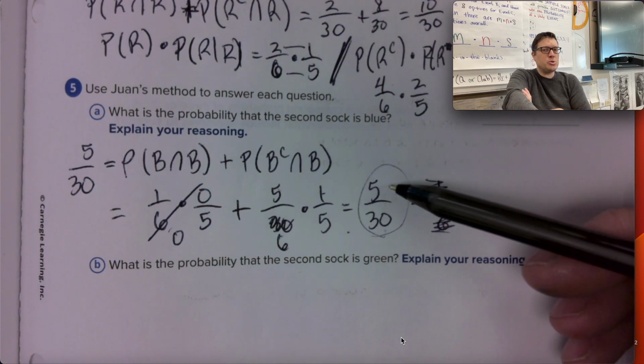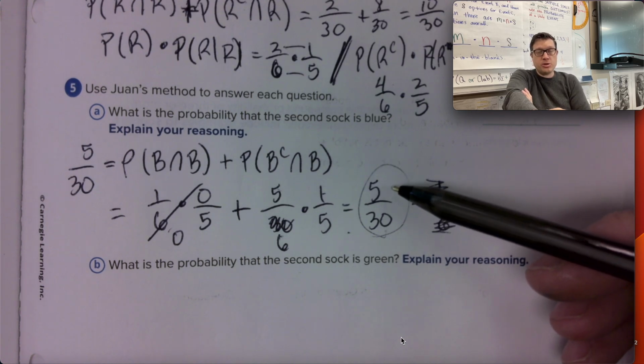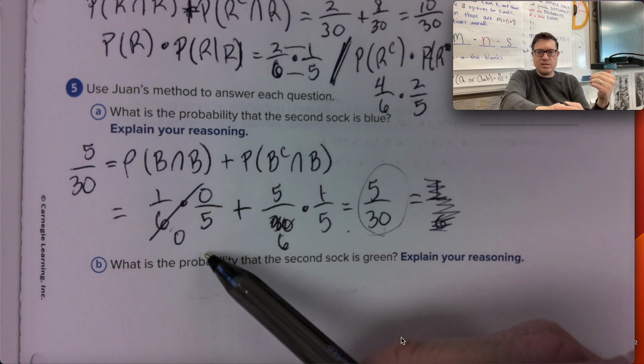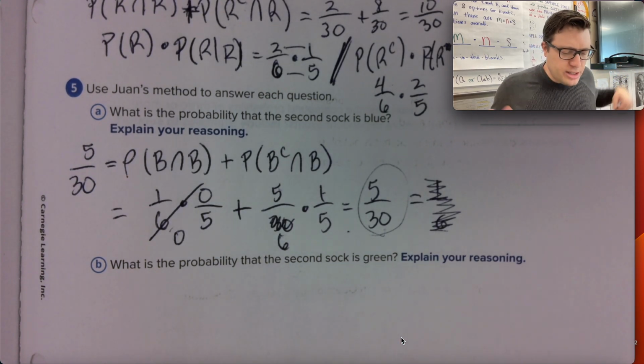There are 5 situations where the second sock is blue. Who cares what the first sock color is? Although you'll never have a blue go first because once you do, you don't have a second sock blue. What's the probability the second sock is green?